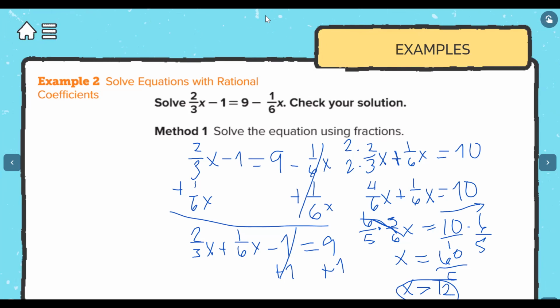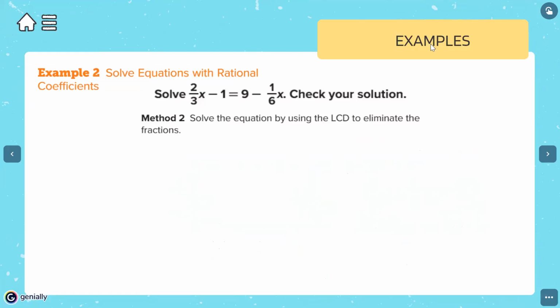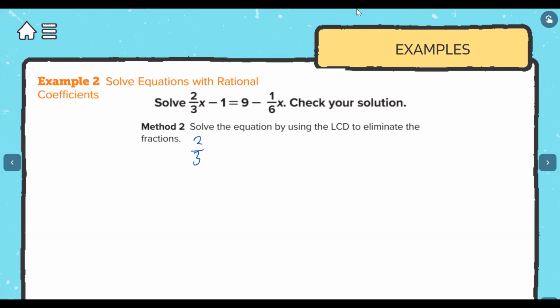All right? Let's do it the other way. I think this way is easier, but you can choose the way you think is better. So I have the same problem: 2/3x minus 1 is equal to 9 minus 1/6x. Okay? So what I have to do here is eliminate the fractions.